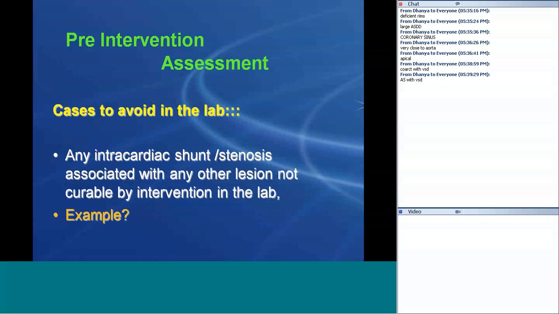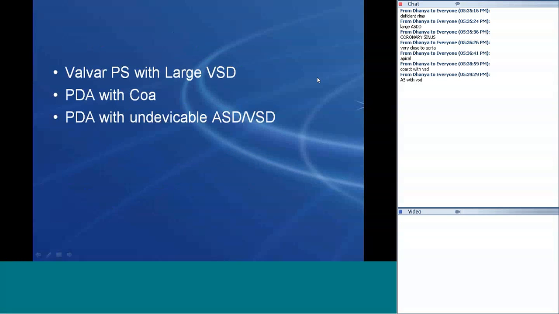So you have to identify which lesion is important. Whether the aortic stenosis is important, and if you have a very small VSD, yes, you can go ahead and close it and do the balloon aortic valvuloplasty. But if you have a very large VSD and severe aortic stenosis, then that needs to be dealt with surgically. You understand? So like valvular pulmonary stenosis with a large VSD, where the VSD cannot be tackled in the cath lab, it's better to send it for surgery.